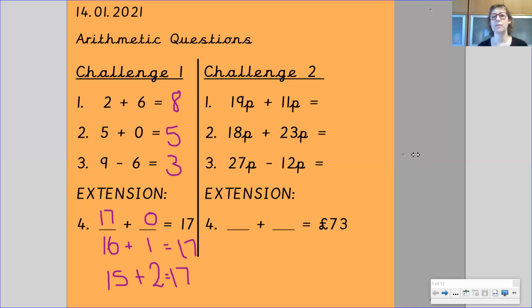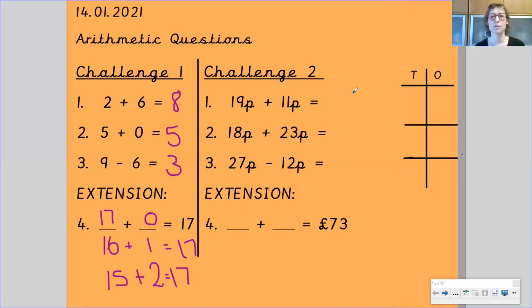Right, let's get rid of our shutter so we can use our tens and ones grid. 19p add 11p. So I'm going to do 19 add 11. And I'm going to do my ones first. So 9 add 1, and that gives me 10. So I'm going to write it underneath. So I can see that the 0 needs to be here, and the 1 I'm going to put up in this column here. Now I'm going to count my 10s. 1, 2, 3. That's a nice easy one today. So 19p add 11p is 30p.